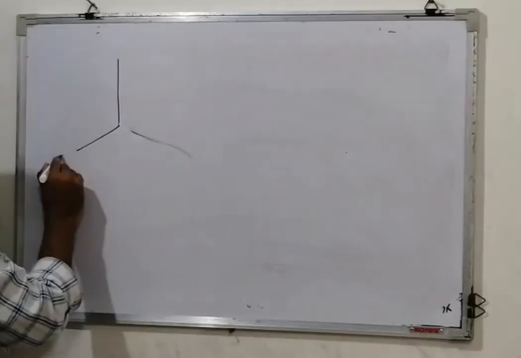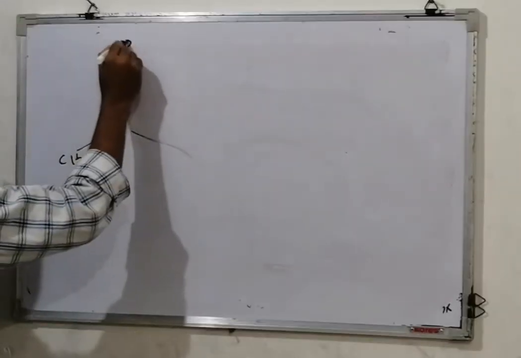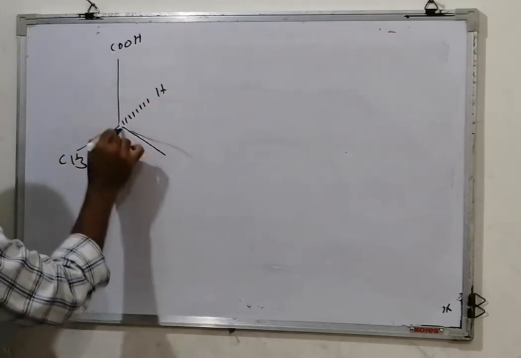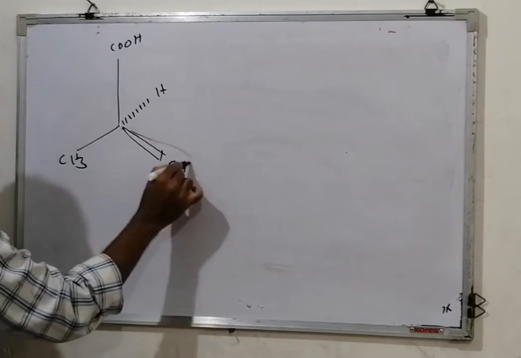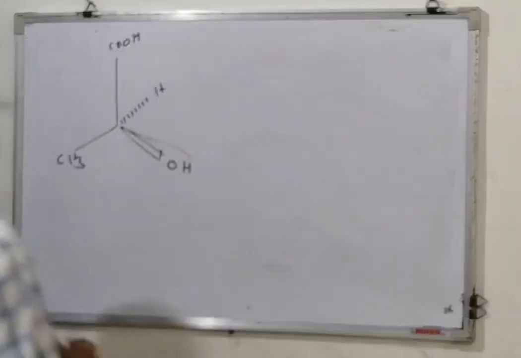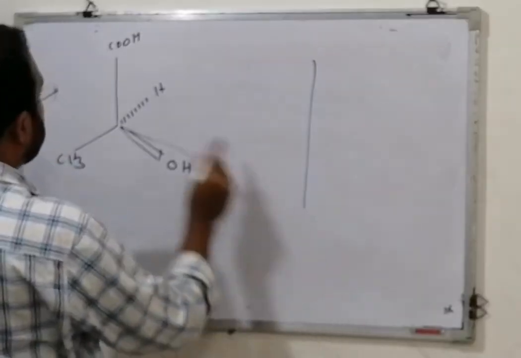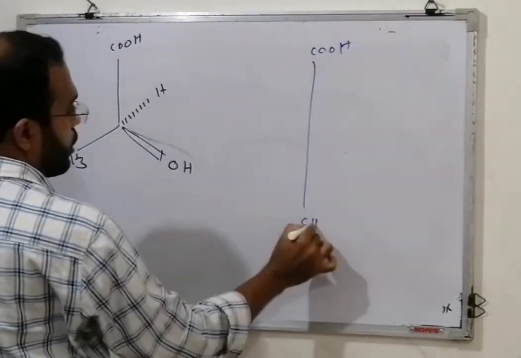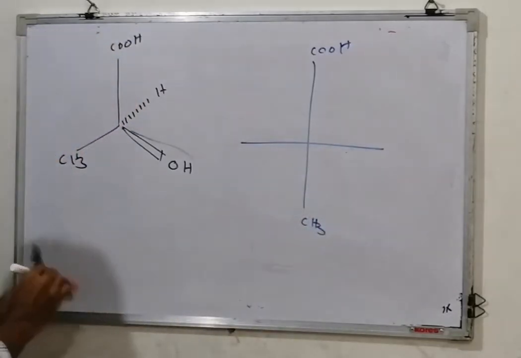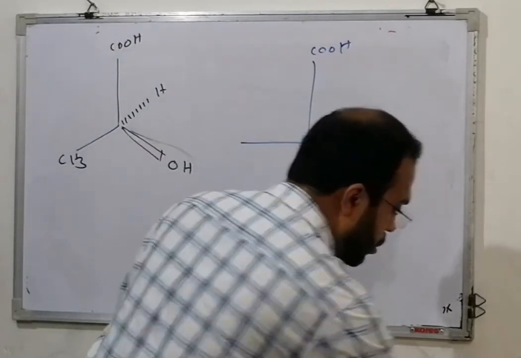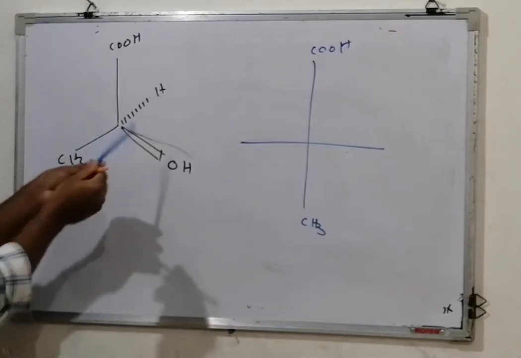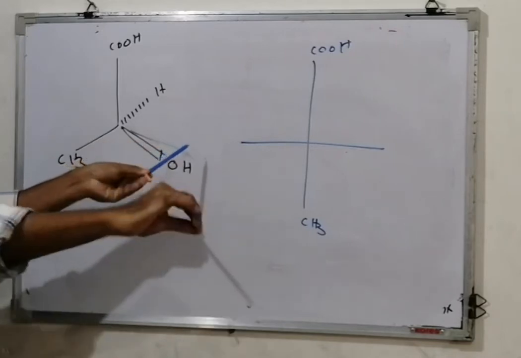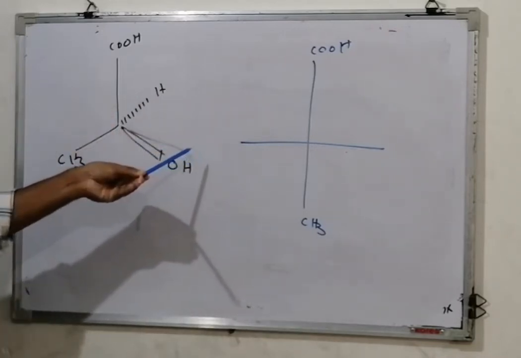Sorry. CH3, COOH, OH. How is it possible? Vertically is very simple. COOH, CH3, horizontal. How do you rotate this? This is just like this. Am I correct? OH is towards you, H is this.